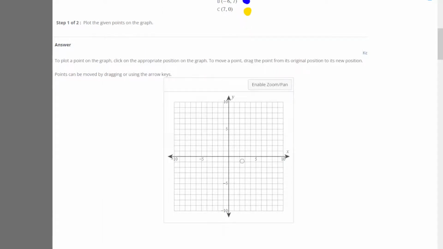For A, we go over 2, and then -6, down 6, right here. For B, it'll be -6. So we go over to the side, -6, and we go up 7. This last one is 7, so we go over 7, and then it says 0. So it's just going to be touching right here. So A, and then B, and then C.